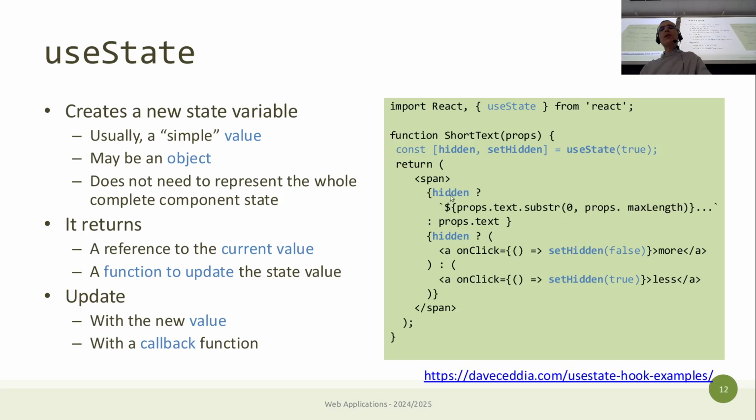You see that we open the curly bracket and then we have a JavaScript expression. If hidden is true, the expression we would like to write is props.text.substring(0, props.maxLength). Sorry, there's a space which shouldn't be there. So basically it takes a part of the string that is passed as prop in the form of the text attribute. Or if hidden is false, props.text.